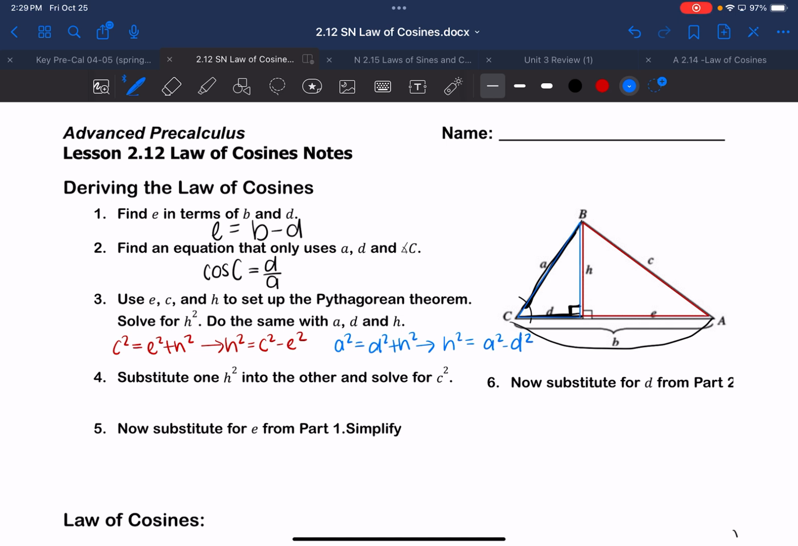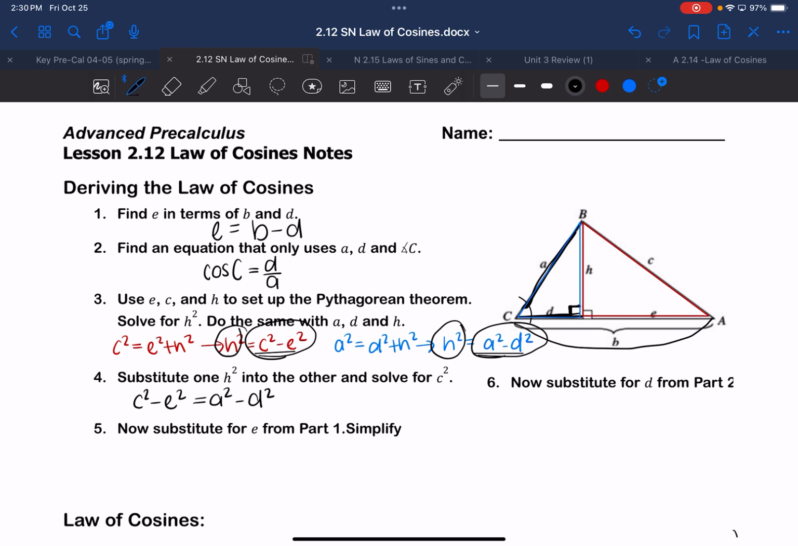All right. Then step number 4 says substitute one H squared into the other and solve for C squared. Well, if you look at the 2 equations we just wrote, we said that H squared was equal to this, and we also said H squared was equal to this. So what would I then know about C squared minus E squared and A squared minus D squared? They're equal, right? If they both equal H squared, then those 2 things must be equal to each other. So we're going to have C squared minus E squared is equal to A squared minus D squared.